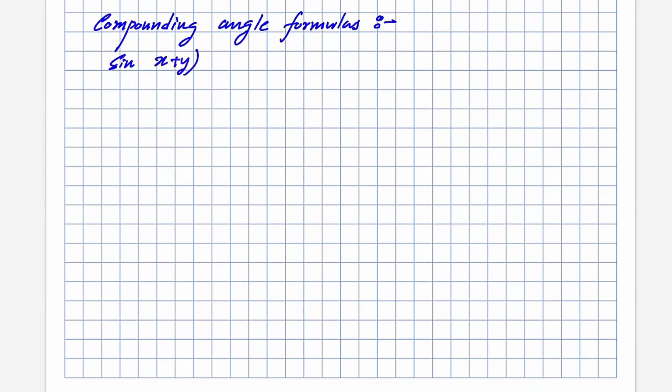Sin x plus y, write down. Sin x minus y, write down. Cos x plus y, cos x minus y. Okay, do that for me.